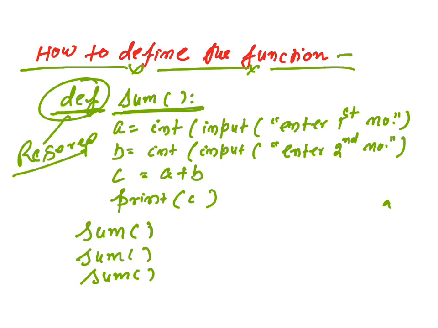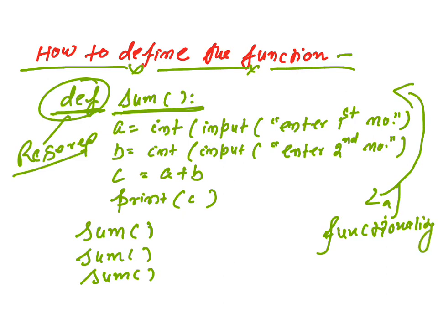Now, in the body of this function sum, we are defining the functionality of this function. So what is the functionality? We are going to add 2 numbers. So first you input the value of a, as you know how to input, in integer input, enter first number, b, enter second number, then c equal to a plus b, print c. This is the first program of class 11, so you know how to write this program. I'm just explaining how you can write it through the function.